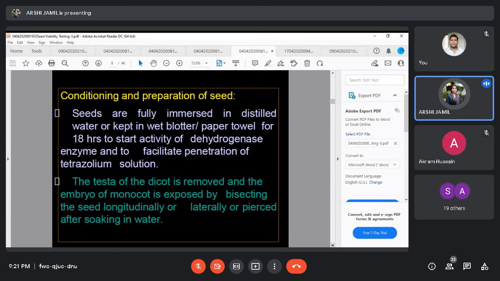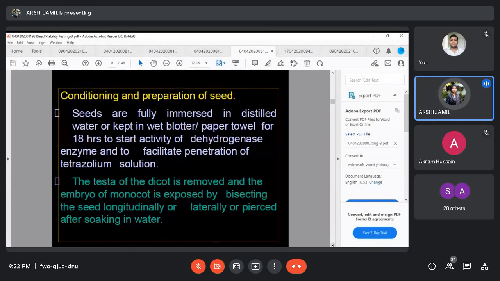Now, what is the process? The seeds are fully immersed in distilled water, or kept in water, blotter or paper towel, for 18 hours to start the activity of dehydrogenase enzyme and to facilitate the penetration of tetrazolium solution.